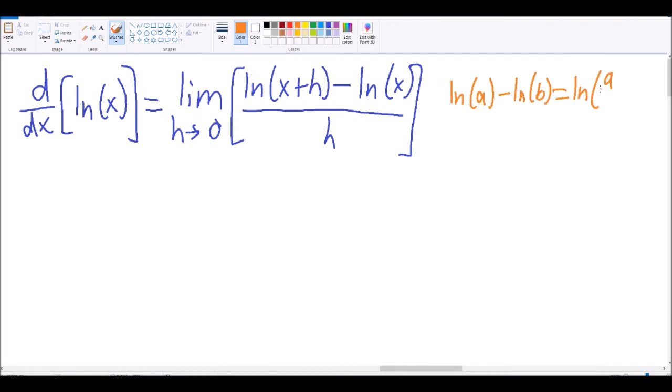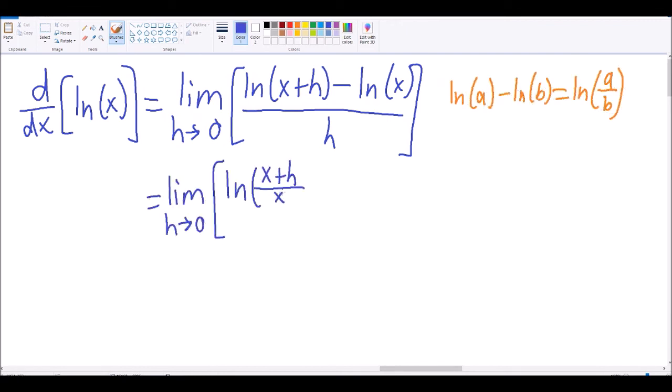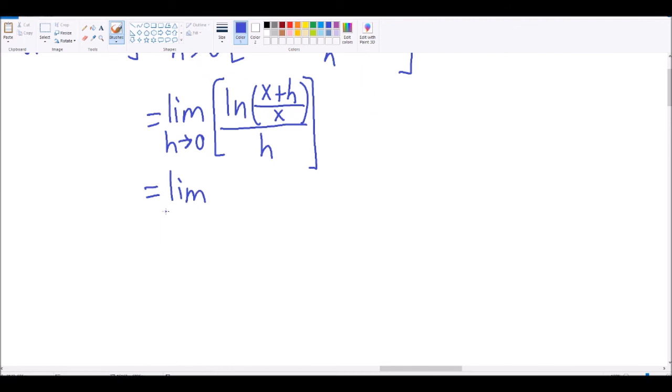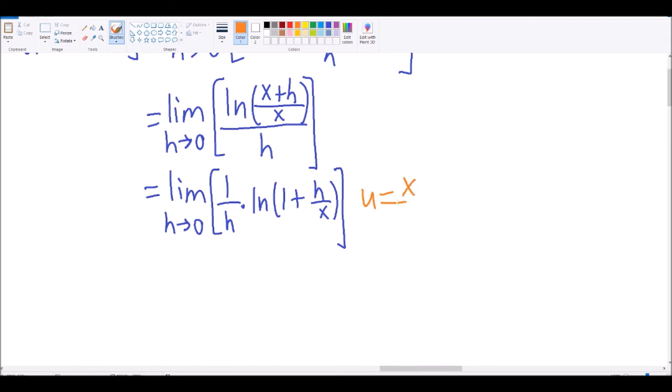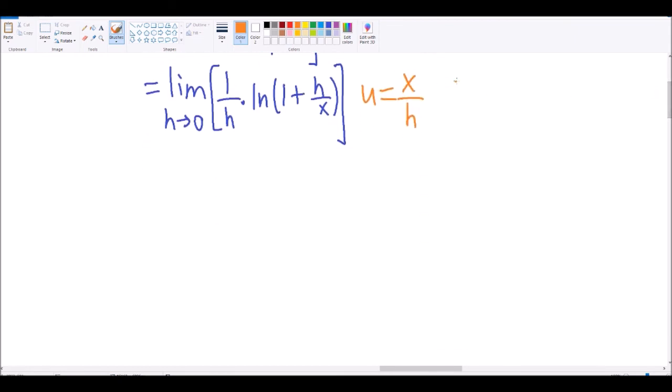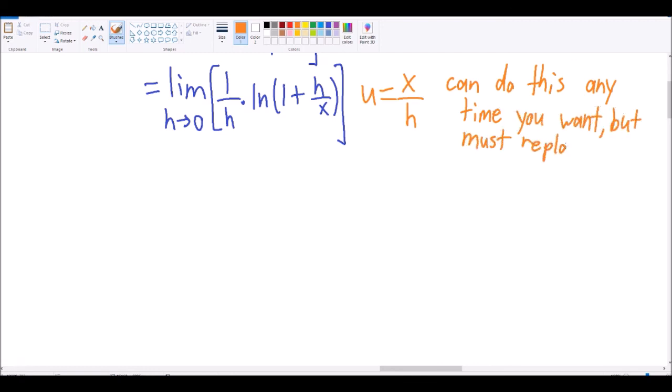We're going to use a logarithm trick that states that we can turn this difference into a fraction inside the log. And now, to proceed further, we need to introduce a new variable, u equals x divided by h. Substitutions like this can be done anytime you want to any equation, but you have to be able to replace everything you're targeting, which in this case is h because the limit is only concerned with h.